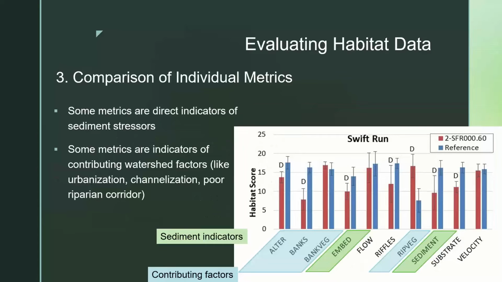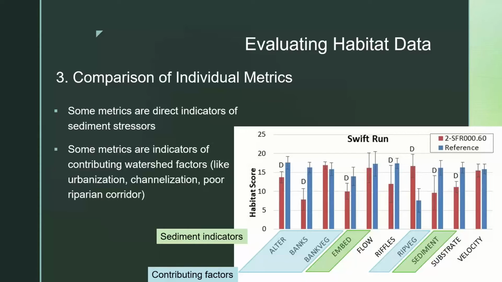But we also want to take a look not just at total values, but the individual metrics, because those different metrics may tell us some different things. Here I've color-coded two different things that metrics are telling us. One, in green, are some sediment indicators. The metrics of embeddedness and sediment are two pretty good indicators that can tell us whether sediment enrichment is an issue in the stream substrate.